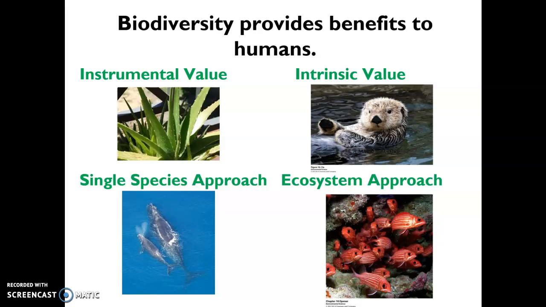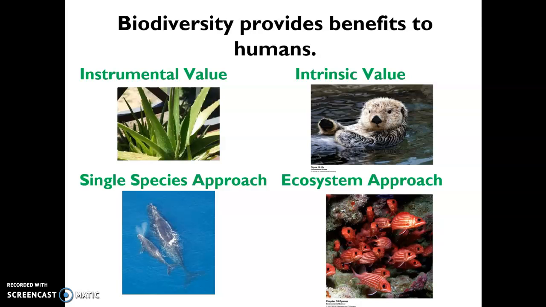So in this example, they're showing a picture of aloe, and you know that some of the extract from an aloe plant leaf can be used to treat sunburns and has other values as well. A different philosophy is shown on the right, and that's intrinsic value. And here we see a cute little sea otter, but it could be any species. And intrinsic value means that biodiversity should be protected because all living things have a value in and of themselves and should therefore be protected.